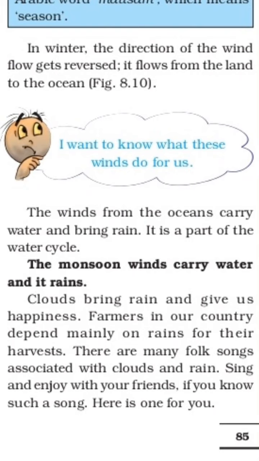Clouds bring rain and give us happiness. Farmers in our country depend mainly on the rains for their harvest. We are aware about that from chapter one. The farmers depend on rain; their agricultural activities depend upon the rain.